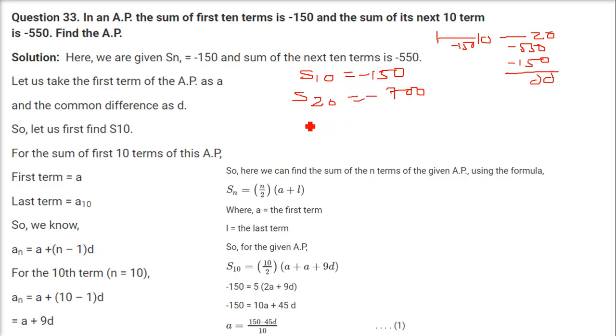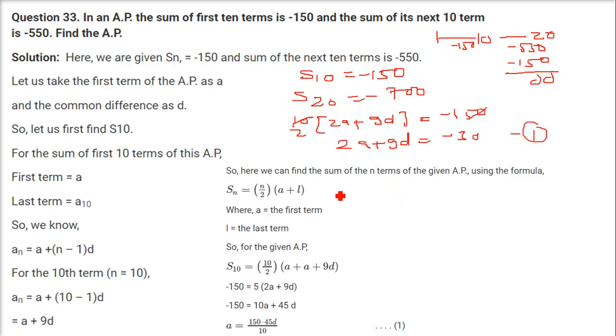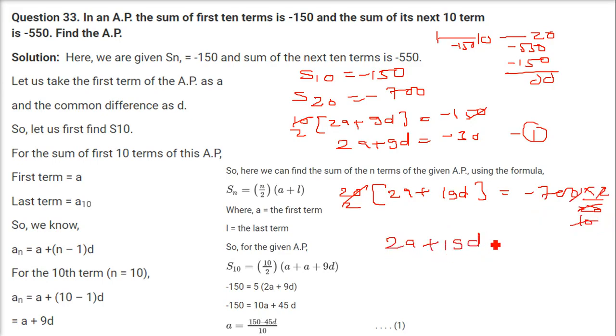S10 will be 10 by 2 into 2A plus 9D equal to minus 150. So you get 2A plus 9D equal to minus 30. This is the first equation. The second equation will be S20, that is 20 by 2 into 2A plus 19D, equal to minus 700. Taking 20 by 2, that is 10, you get 2A plus 19D equal to minus 70.